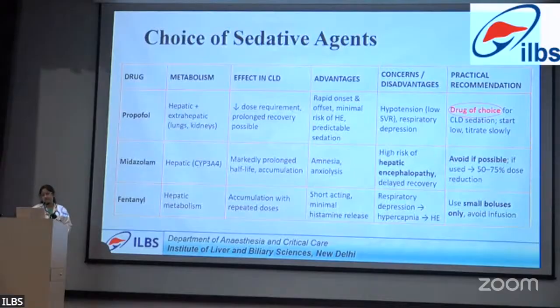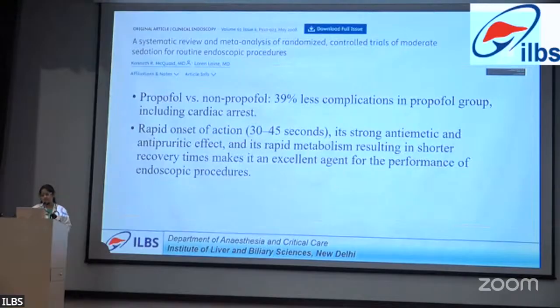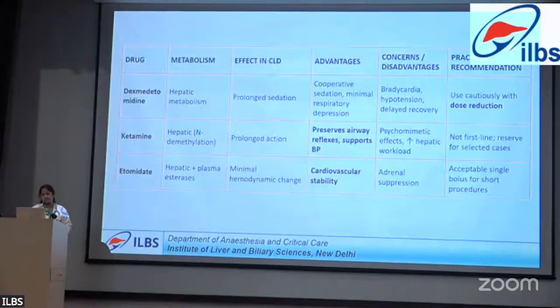Propofol is the drug of choice as it has both hepatic and extrahepatic excretion. Dose requirement is less, it has rapid onset, but the disadvantages are hypotension and respiratory depression. Midazolam is usually avoided as it has the risk of hepatic encephalopathy, and also it has hepatic metabolism. Fentanyl can be used in small boluses. Infusion is avoided as it gets accumulated with repeated doses. Propofol sedation has been found to have less complications, that is 39% fewer complications in the studies, as it has rapid onset of action and strong antiemetic and antipruritic effect with rapid metabolism for short procedures.